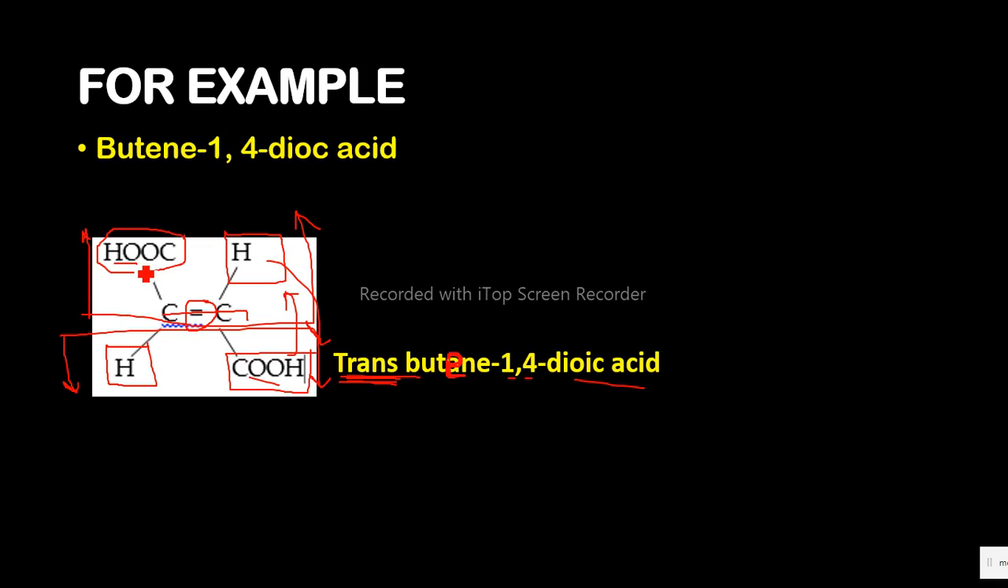Okay? Good. Excuse me, sir. Yes. Why 1,4? Because the functional group is on carbon number 1. This is the carbon number 1 and this is the carbon number 4. So it is 1,4-dioic acid.